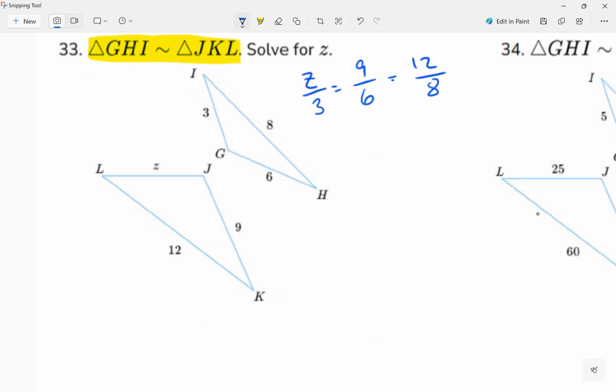Now, we could have seen that Z was smaller than 9, but some people might say, well, how do you know that's smaller? Because sometimes we cannot. Sometimes they're going to be pretty small. So this is how we do this.